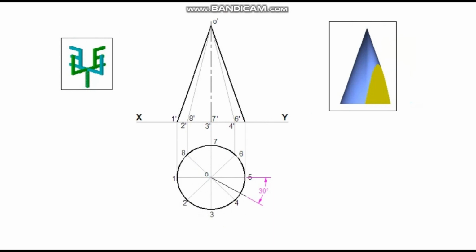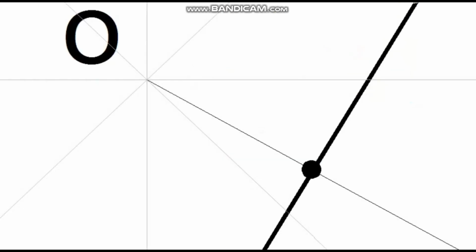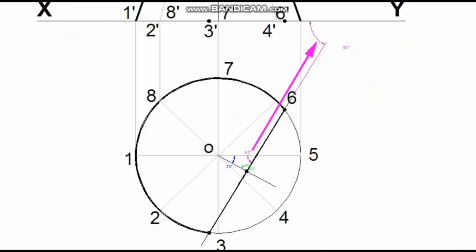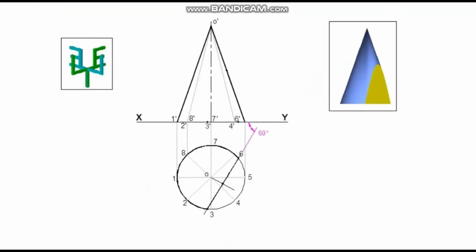Cutting plane is 10 mm away from the axis, so on this line, mark a point 10 mm from the center of the circle. Through this point, draw a line perpendicular to the 30 degree line. Now this line will be 60 degrees inclined to the XY line because the sum of the three angles of a triangle is 180 degrees. This is the cutting plane which is 60 degrees inclined to VP.